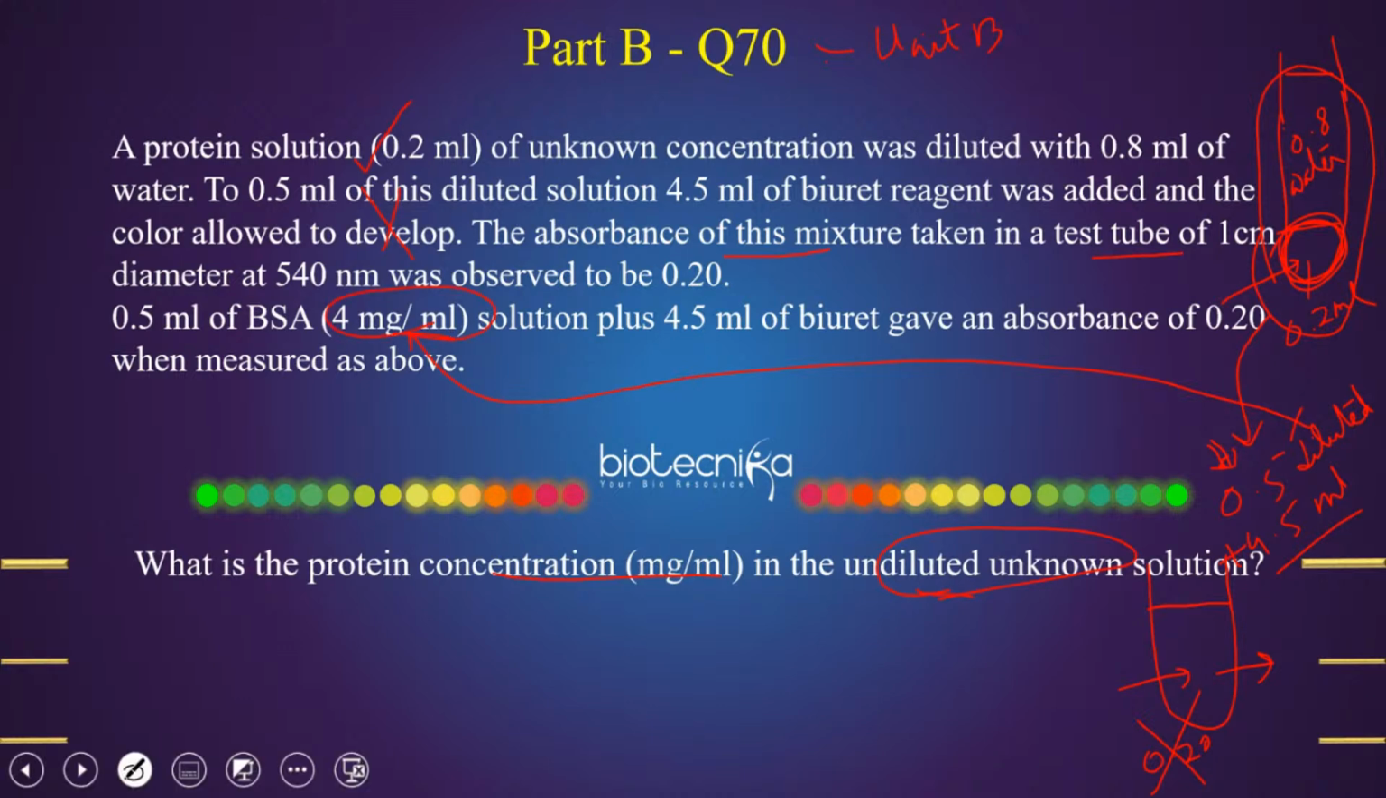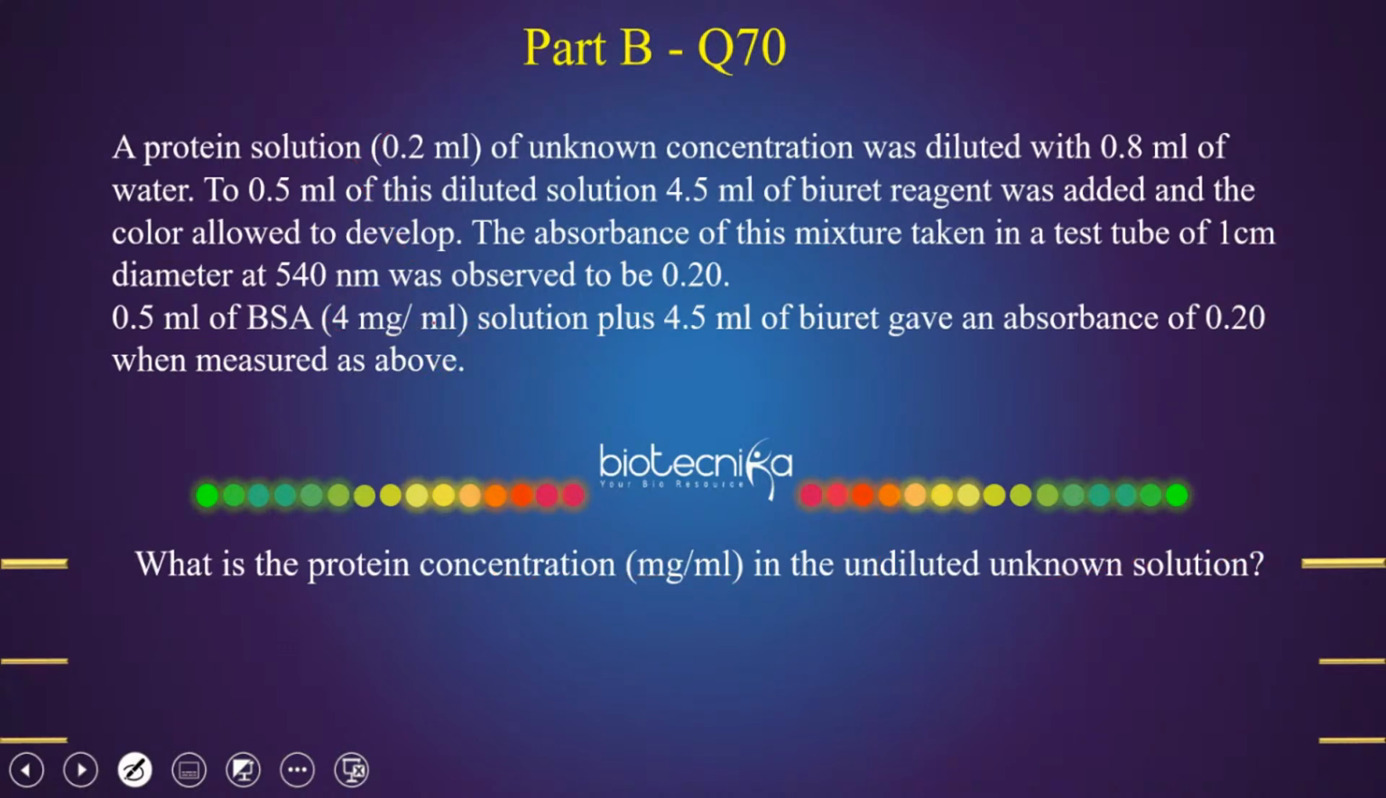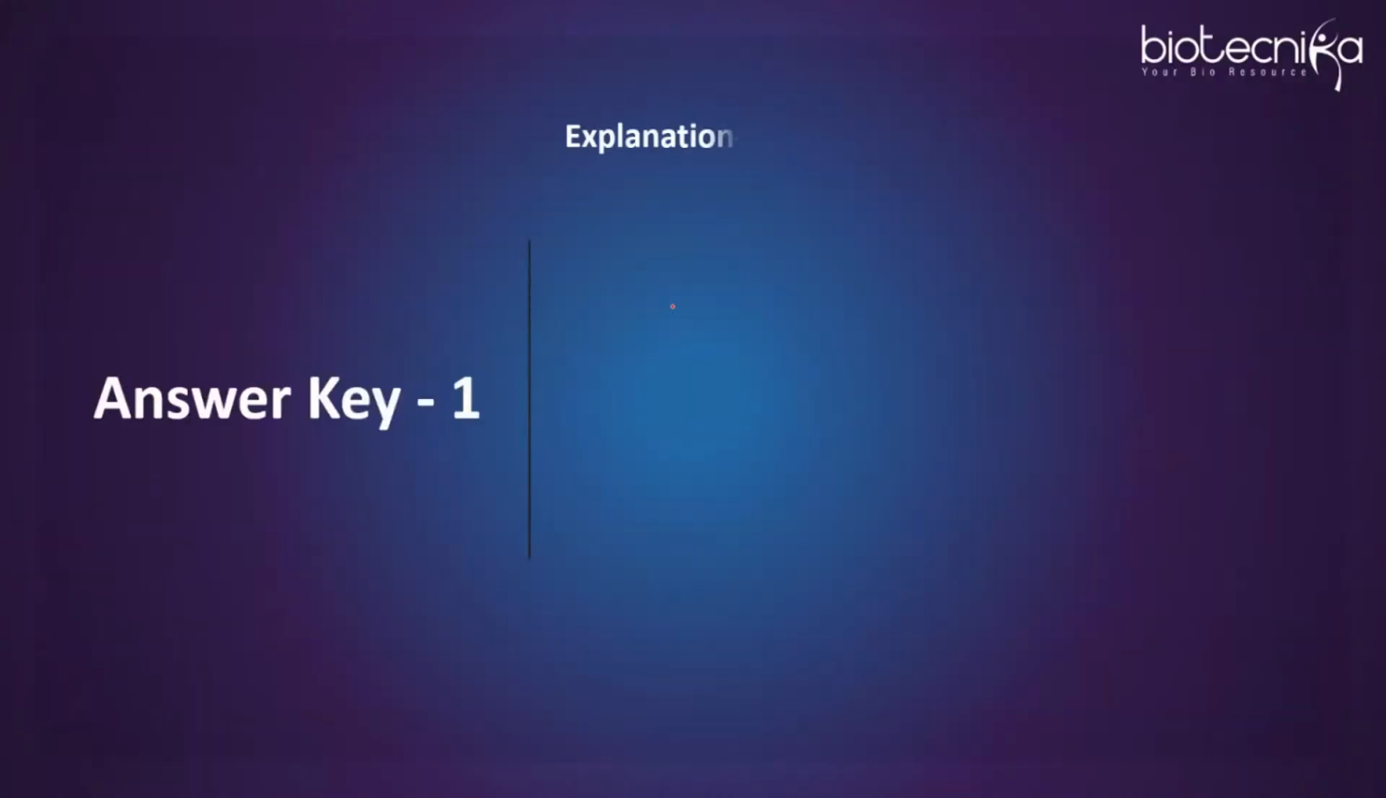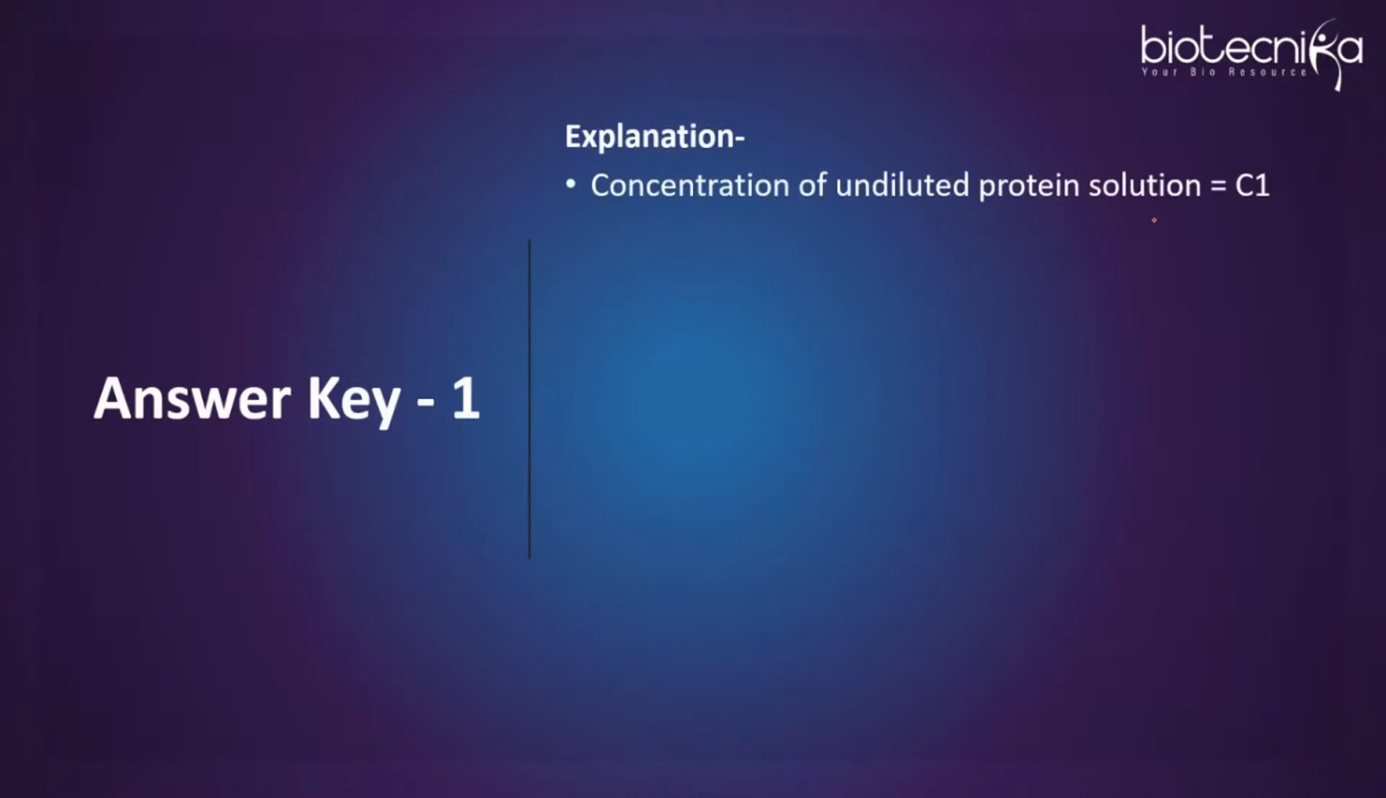Then what will you calculate? It's a simple trick. What you have to do here is find out, yes, the answer key is 1. So what is the concentration of the undiluted protein sample? C1 we will take, the one which we took, the 0.2, let's consider it as concentration 1.